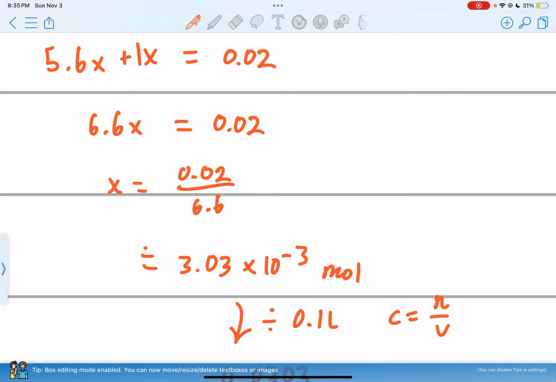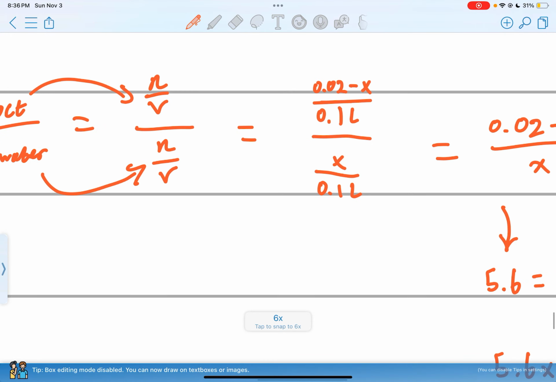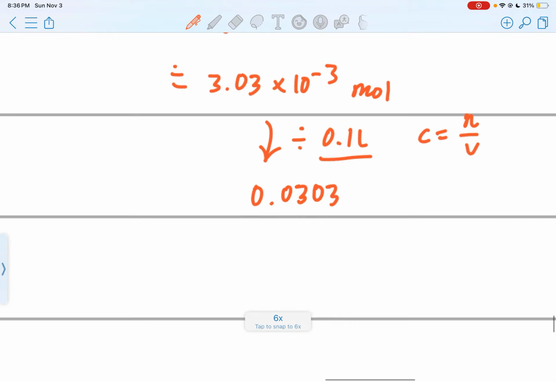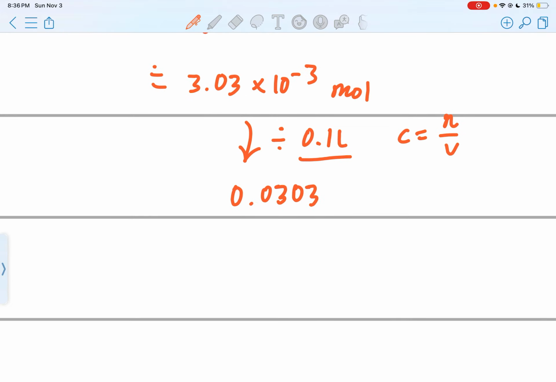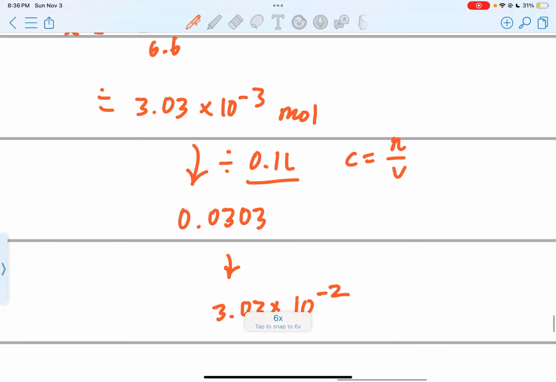We want to further divide this by 0.1 liters. Why is that? Well, we got the moles of what's in the water, right? But we simplified it earlier, and we got rid of the concentration. So we just solved for moles, but we didn't actually get the concentration. But the concentration is still 0.1 liters. So we divided by a further 0.1 liters, and this gives us 0.0303, or 3.03 times 10 to the power of negative 2. So we've essentially increased our degree by 1. Okay? And I wrote the little C equals N over V here so you understand why we're doing that.